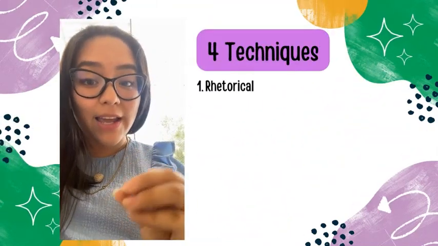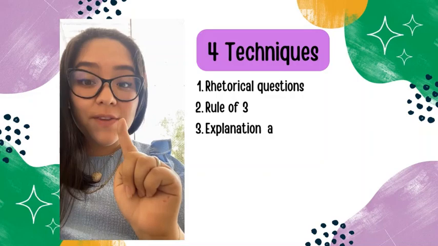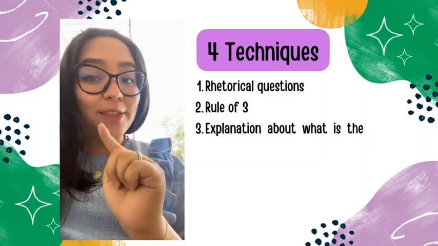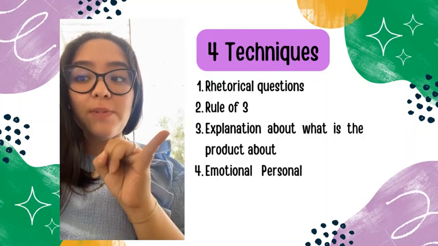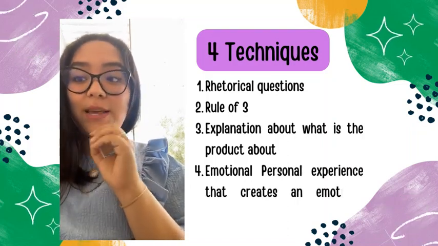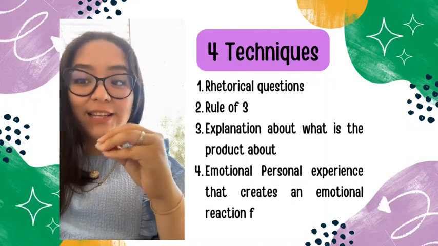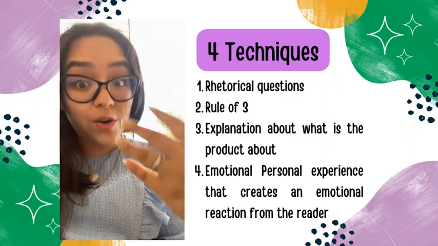You may ask, Ms. Ashlyn, what are the most important techniques to apply in a persuasive text? And there are four. The first of these is a rhetorical question. Then we have the rule of three. Then we have the explanation about what the product is about, and the last one, which is the emotional or personal experience, in order to create an emotional reaction from the reader or the audience.